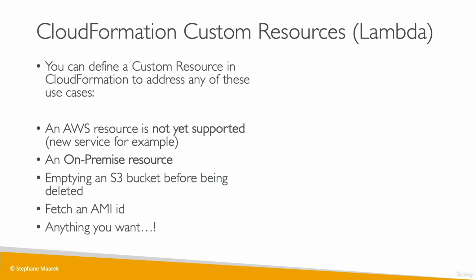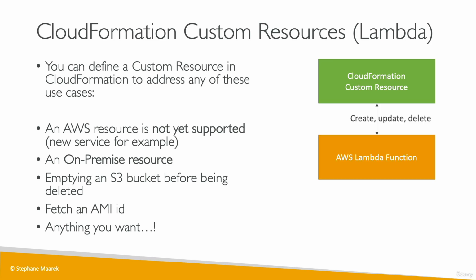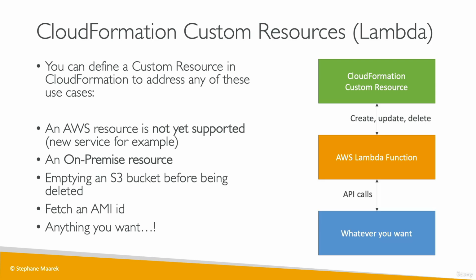So the idea is that these custom resources in CloudFormation are going to be backed by a Lambda function that you can create, and that Lambda function is going to be responsible for doing whatever you want. Be it creating a new resource, or managing your on-premises resource, or emptying your S3 bucket, all these kinds of things. And so anytime you create, update, or delete your CloudFormation stack, the Lambda function will be invoked. And that Lambda function, based on what CloudFormation tells it just happened, which you have to program, will do API calls to whatever you want to manage your custom resources properly.